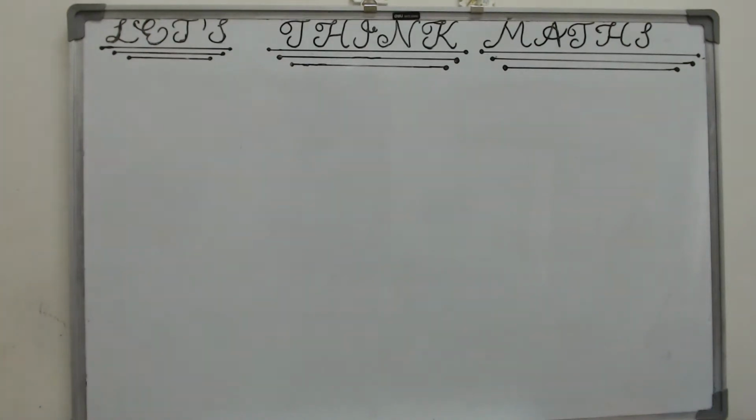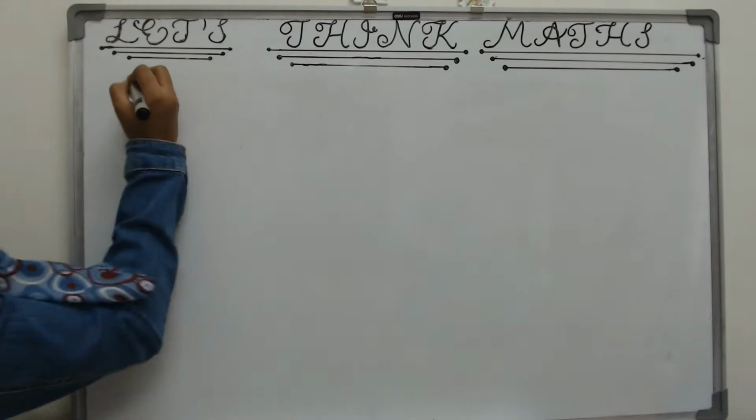In this class, we will see an easy way to multiply any number with 5. Let us start with an even number. Consider 12.